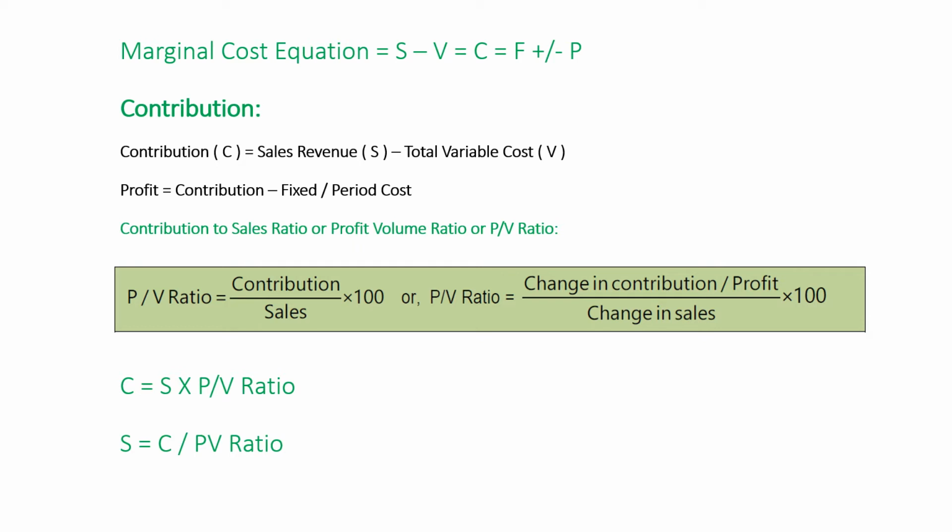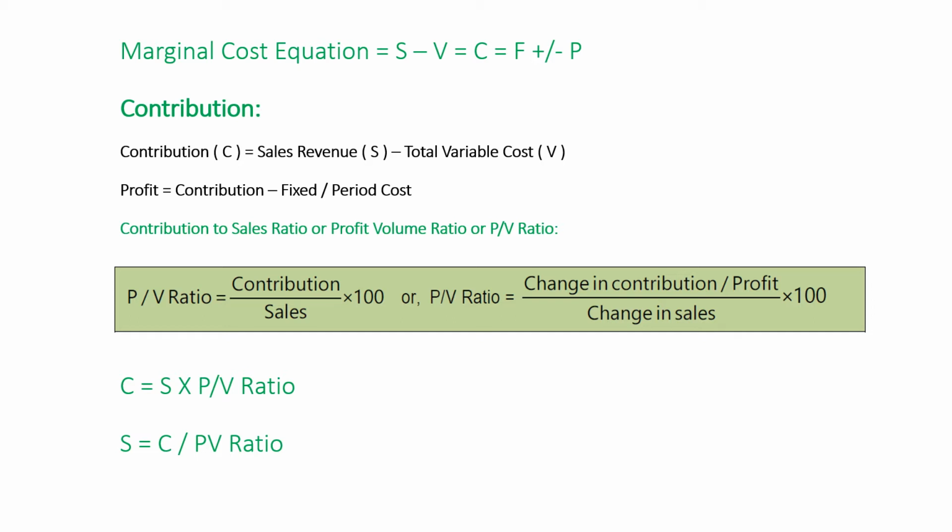Now let us understand the marginal cost equation. From the earlier example, variable cost is deducted from sales revenue, we arrived at contribution, and then from contribution we have deducted fixed cost, we arrived at profit. If contribution is higher than fixed cost, then the resultant will be profit. If contribution is lower than fixed cost, the resultant amount will be loss.